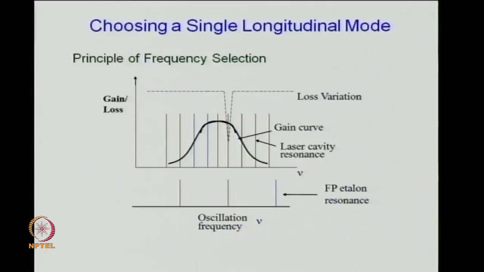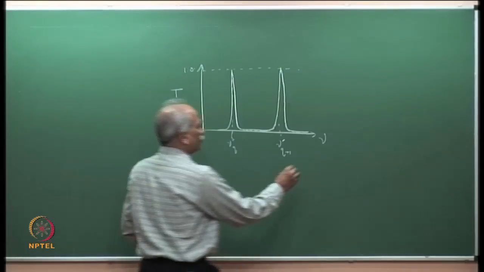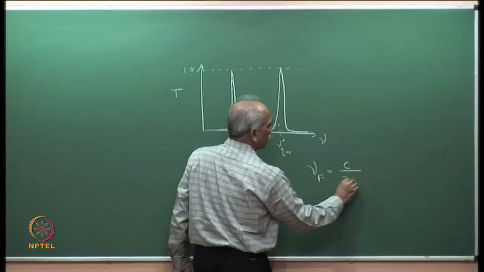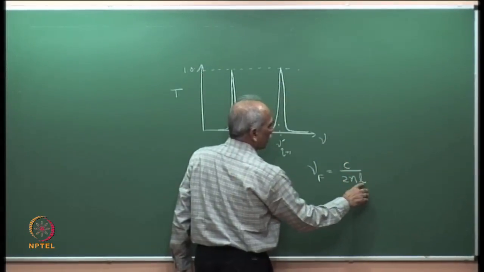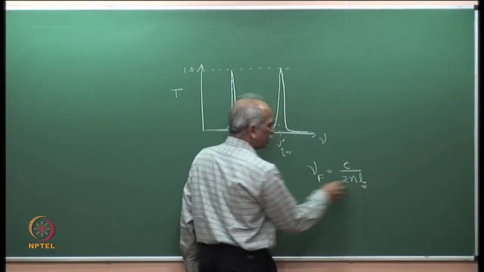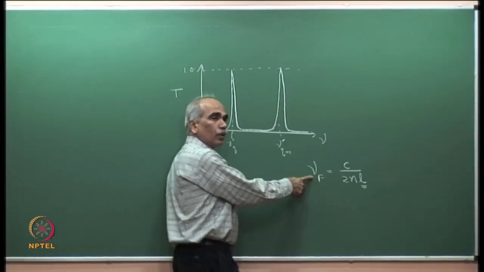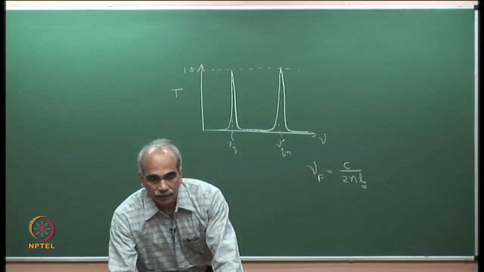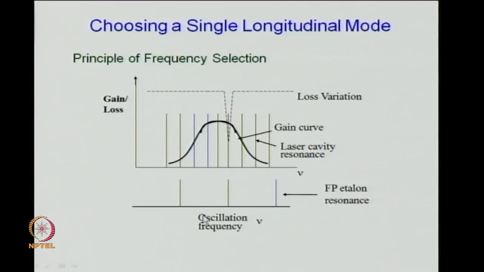So, let me go back to the figure again. Here you see the echelon resonance frequencies, separated by a free spectral range which is large, because the free spectral range nu f, if you may recall, is given by c divided by 2nL, where L is the length of the cavity. For the echelon, L is very small, and therefore the free spectral range or separation between the resonance frequencies is large. But the laser cavity comprises this whole cavity.